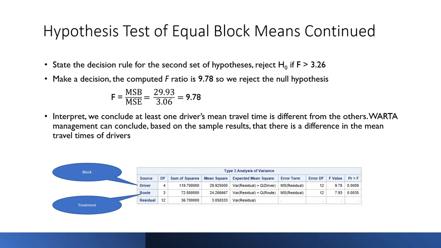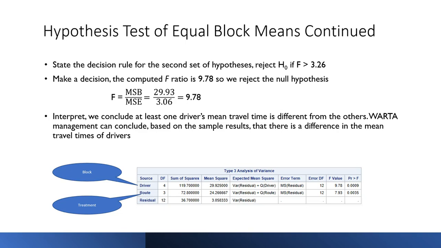So here we've got the decision rule where our critical value is 3.26. And once again, we find that using the F distribution table, using 0.05 as the significance level, with our degrees of freedom of the numerator being 4, so b minus 1 is 5 minus 1 equals 4, and the degrees of freedom in the denominator as 12, which is once again found by b minus 1 times k minus 1. So 5 minus 1 times 4 minus 1 is 4 times 3 equals 12.